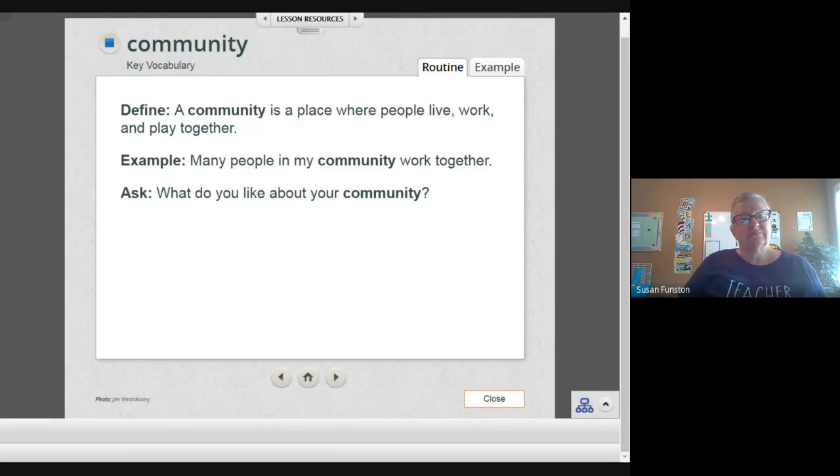Community. A community is a place where people live, work, and play together. Many people in my community work together. What do you like about your community? So our community might be Prescott Valley, or it might be a smaller area, maybe our neighborhood we think of as a community. There are many different communities that we are parts of.